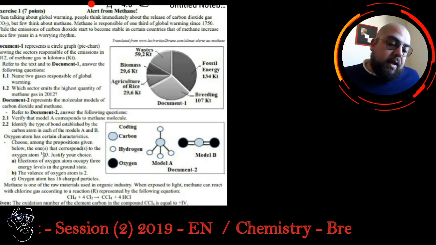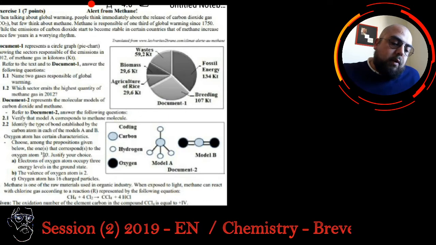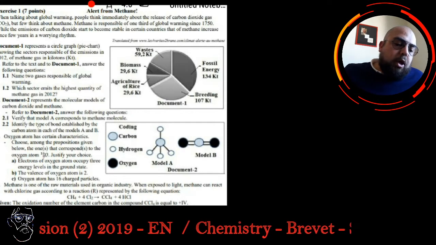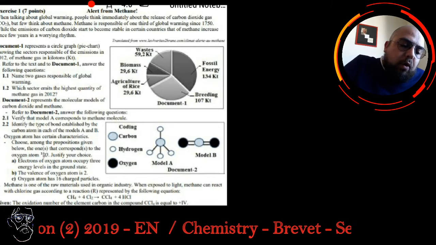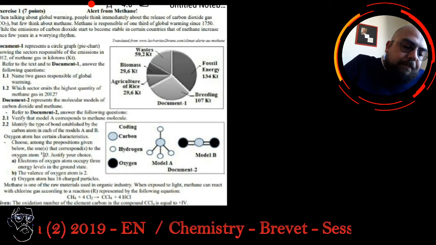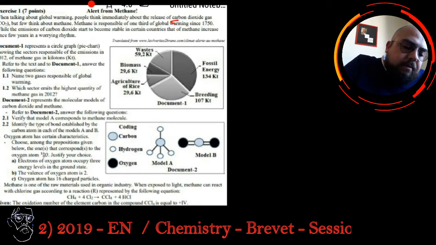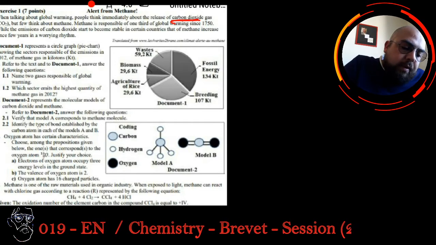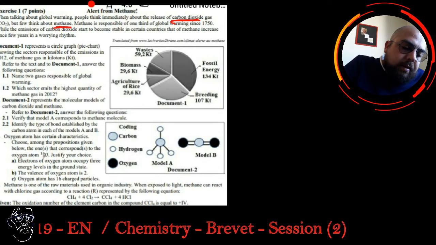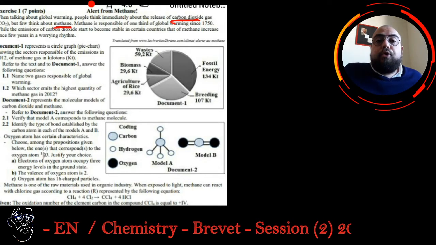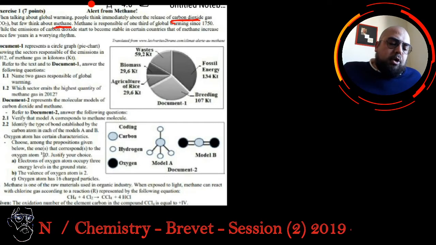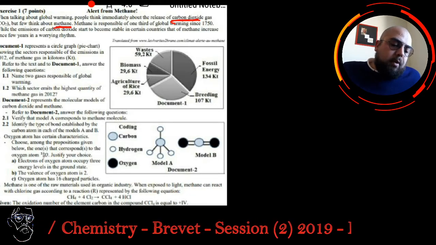Refer to the text and document 1 and answer the following questions. Name 2 gases responsible for global warming. From the text, we already know that there is carbon dioxide. This is the first gas. And the second one is methane gas. These are the 2 gases that you should mention as gases responsible for global warming.